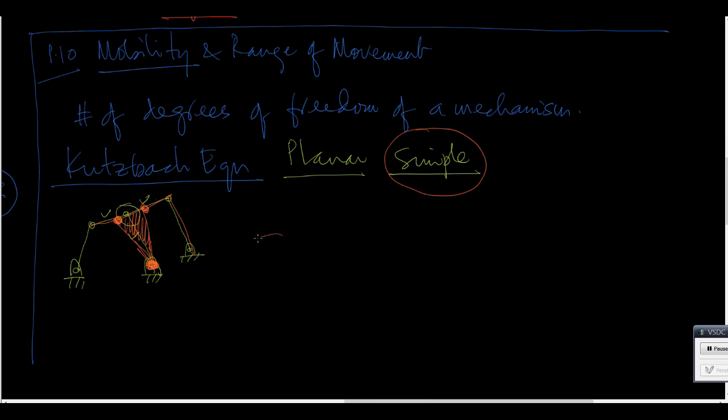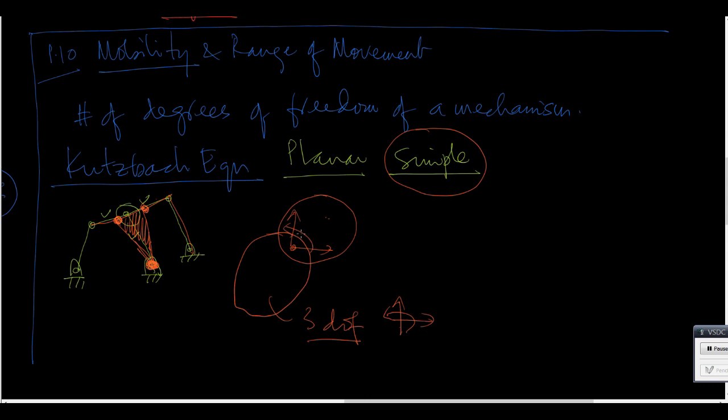If I have one body in planar motion, it has 3 degrees of freedom, right? 2 in translation, 1 in rotation. I have another body that also has 3 degrees of freedom, but when I join it with a hinge, what happens is at that point in this body, this degree of freedom and this degree of freedom got taken away and only one rotary degree of freedom remained, and so 2 degrees of freedom were removed.